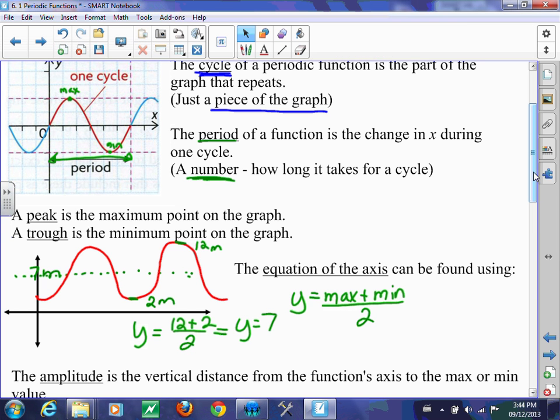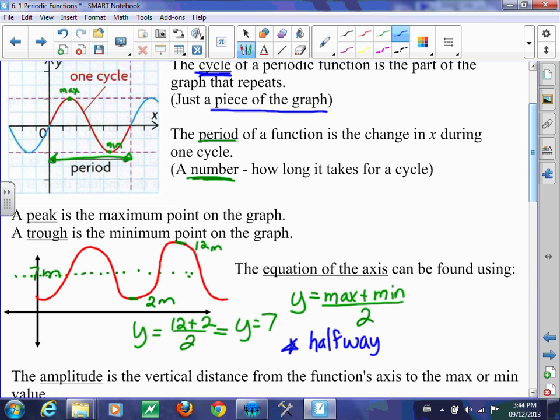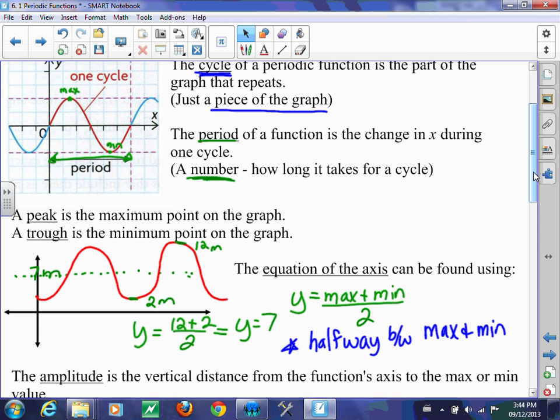Just remember, guys, that the axis is going to be halfway between the min and the max. Alright, let's keep moving on.